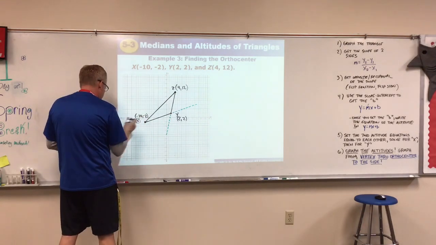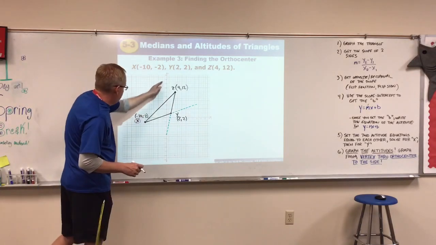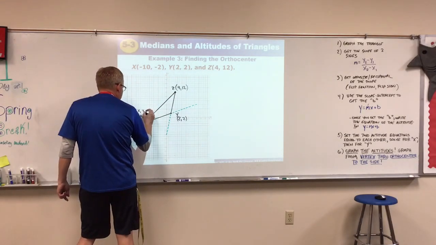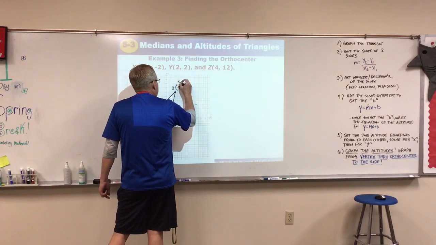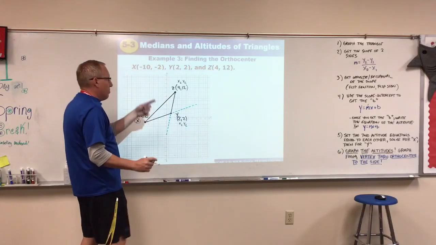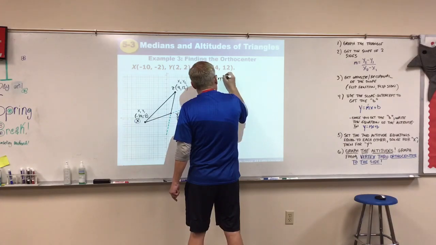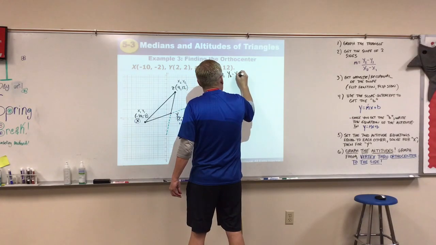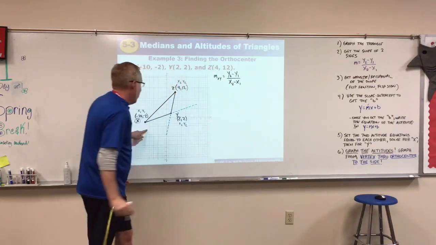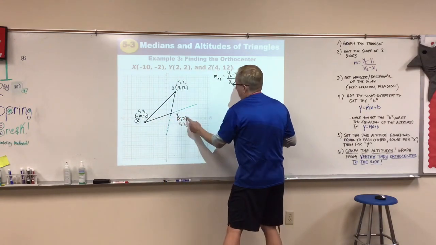X will be the common point then. So if x is common to both, xz and xy, this makes x1, y1, and these x2, y2, and I'm going to run my slopes. I'm going to do xy first. So the slope of xy equals y2 minus y1 over x2 minus x1. All right, so then I'm going to run through here from xy.